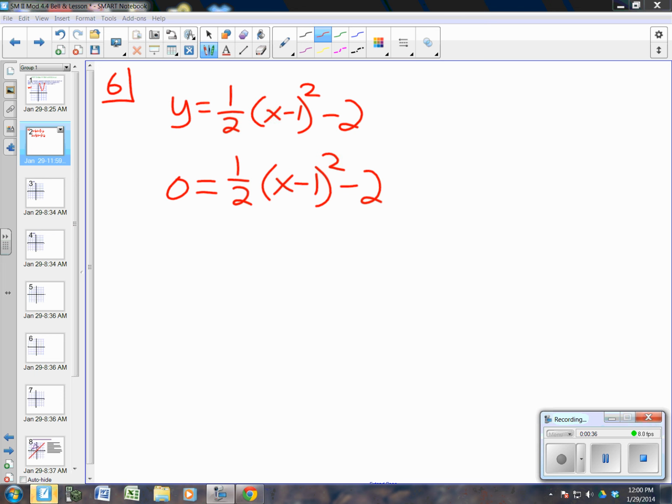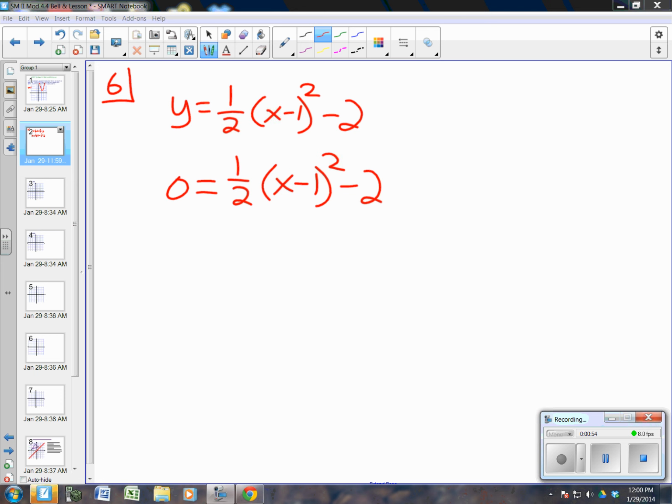Now, this is not in the format you guys usually see. What format is this in? It's a quadratic equation. It's in vertex form. Good. This is in vertex form. What's the vertex? 1, negative 2.